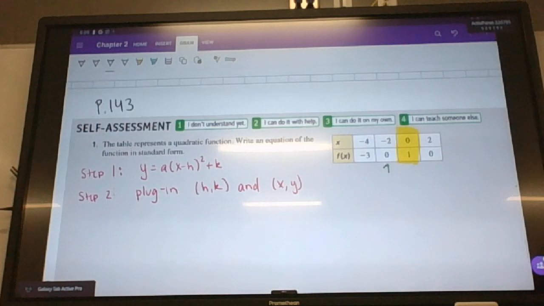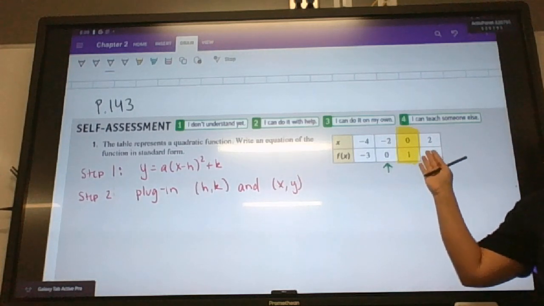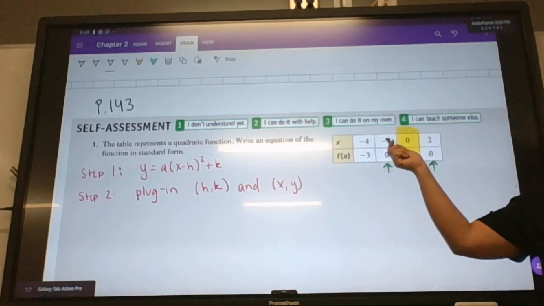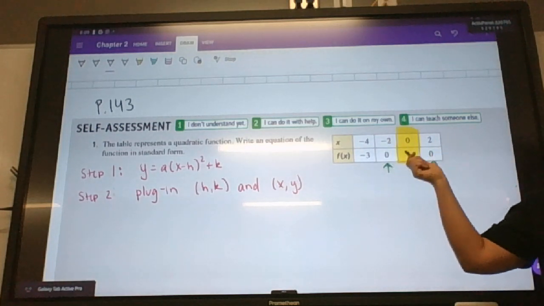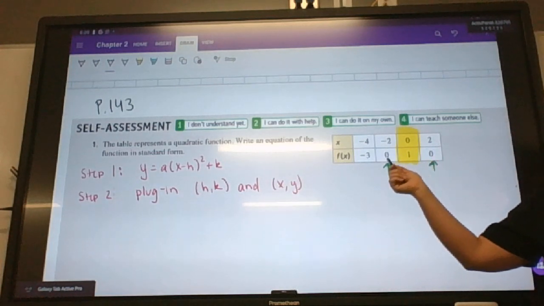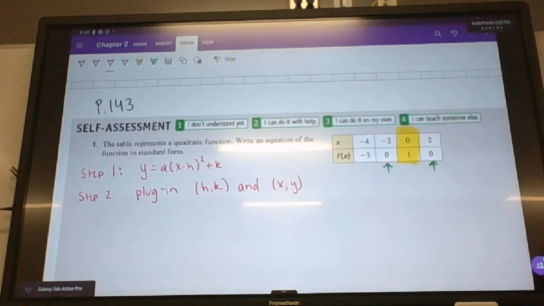When you see a repeat on either side, when you see symmetry, what's in the middle of there is the vertex, which might be what you were saying because you saw the pattern there, Colton. But so when these are repeating, what's in the center is the vertex. So our vertex is 0, 1. That 0, 1 goes in the H, K spot.